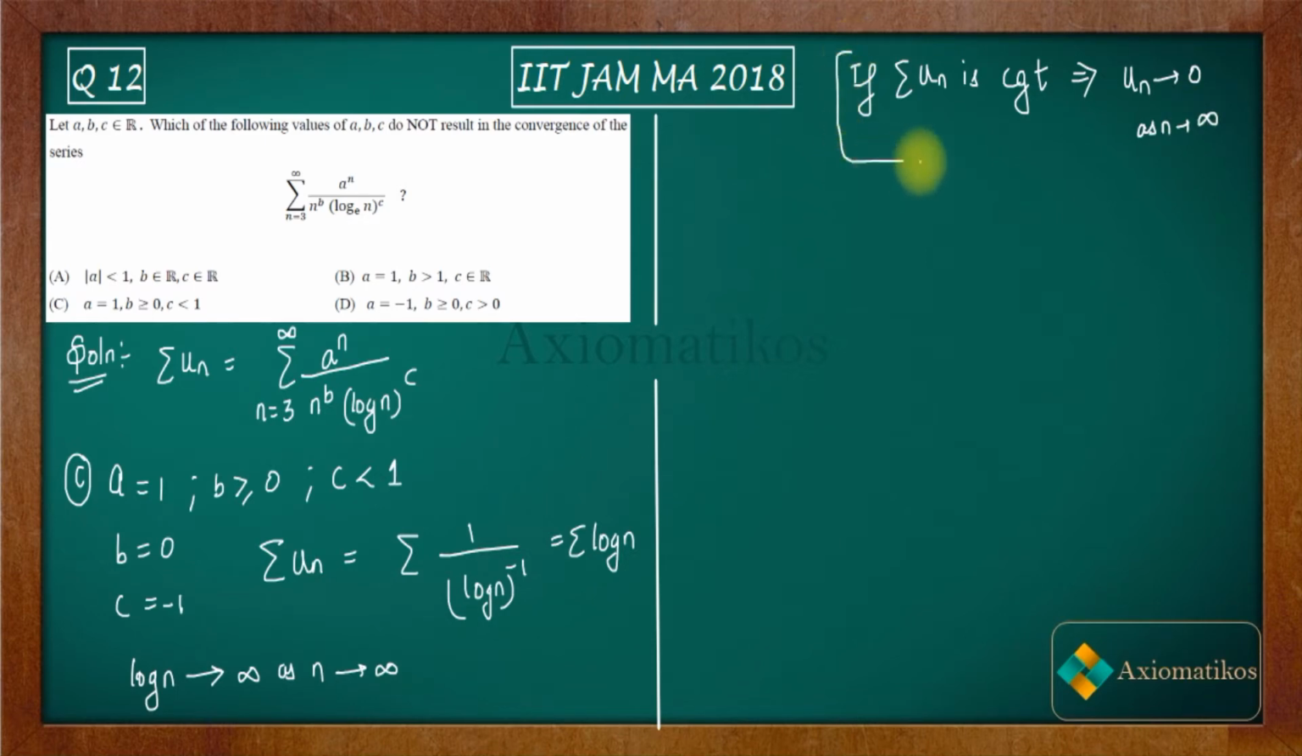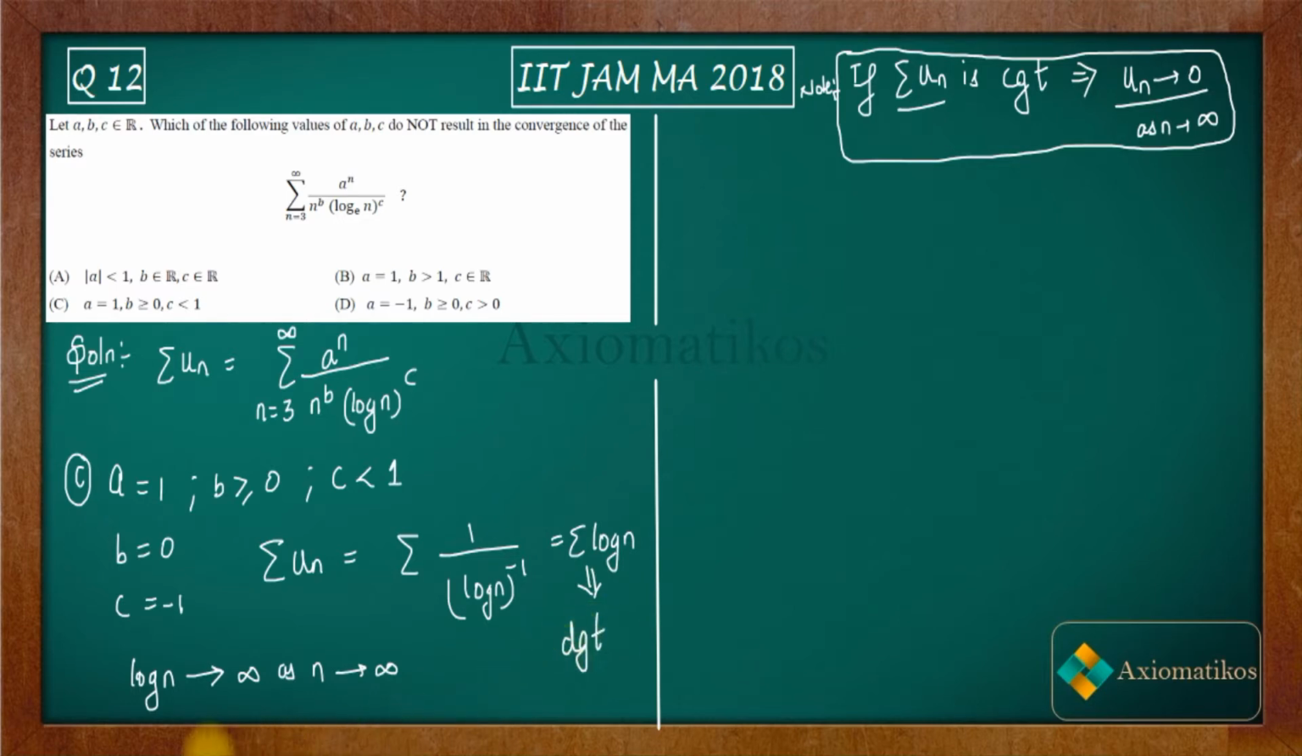So this is necessary. You cannot say a series is convergent until this goes to 0. It doesn't mean that if it goes to 0, then your series will converge. But it is saying that if it doesn't go to 0, then your series cannot converge. This is called the necessary condition for series convergence. Now you know that log n is going to infinity. Therefore, this series is divergent, because the nth term of this series is not going to 0. So you got your option C.